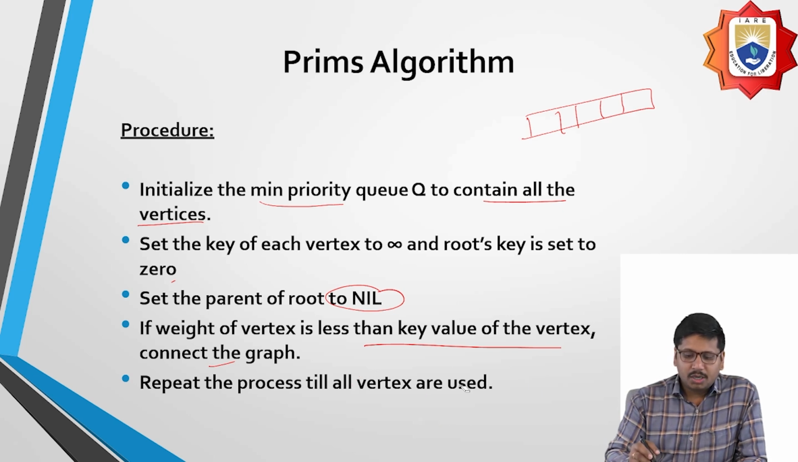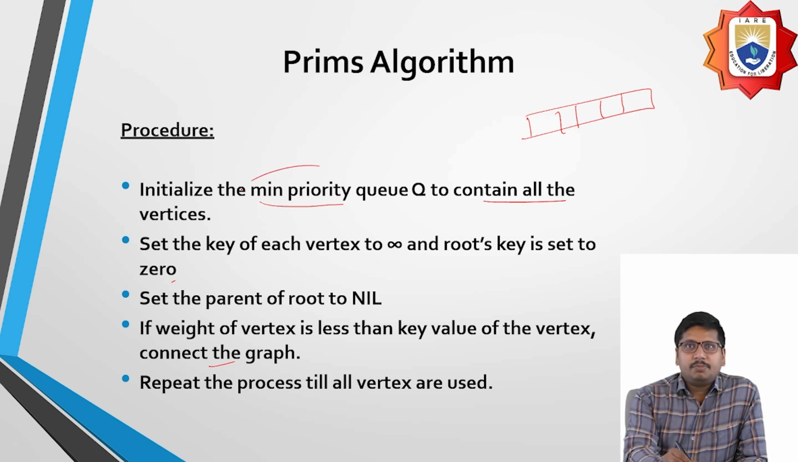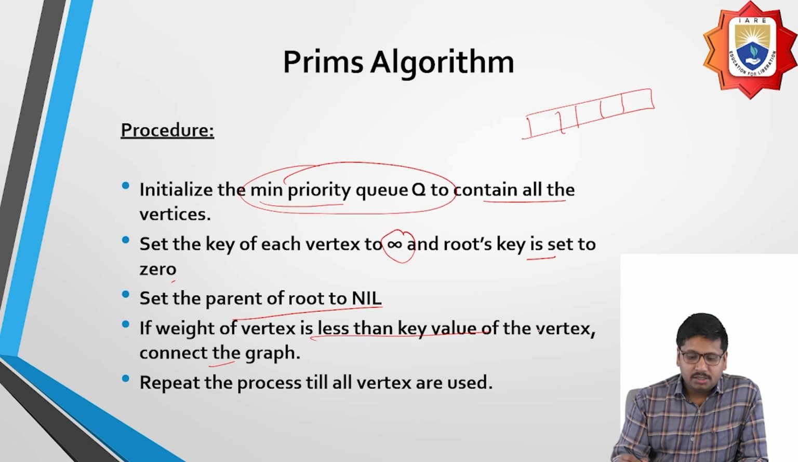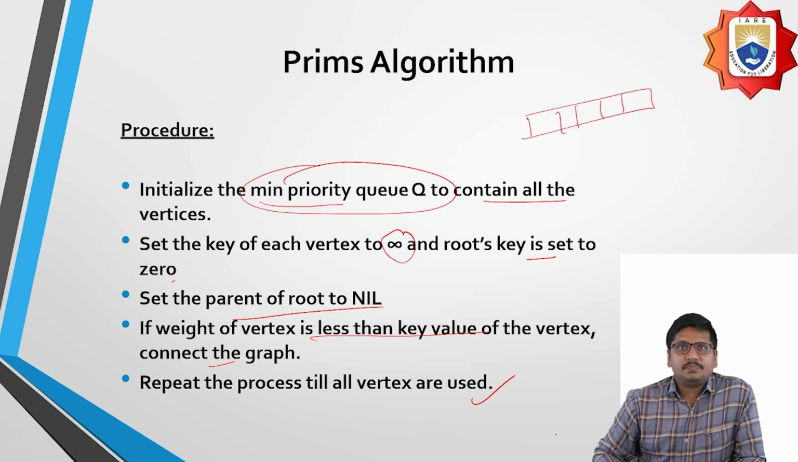So in Prim's algorithm, initially you have a minimum priority queue, which is going to contain all the vertices. Set the key of each vertex to infinity and the root key to 0. Set the parent of the root to null. If the weight of the vertex is less than the key value of the vertex, then connect the graph and repeat the process till all the vertices are used.